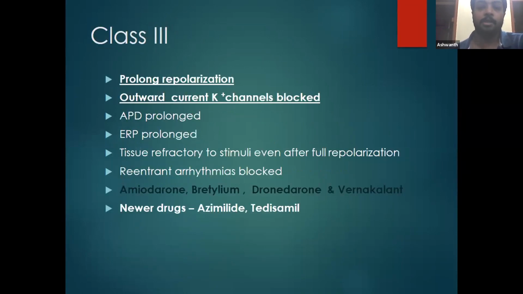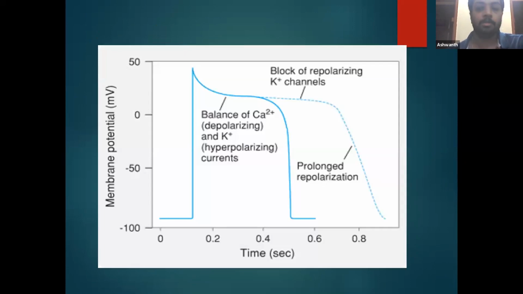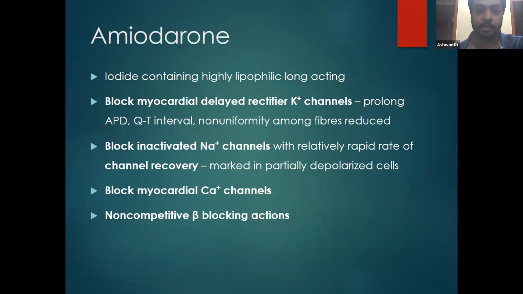The class 3 drugs, the potassium channel blockers, cause prolonged repolarization. The outward current potassium channels are blocked, and the action potential duration is prolonged. The effective refractory period is prolonged, and the tissue is refractory to stimuli even after full repolarization. Re-entry arrhythmias are blocked. The drugs are amiodarone, bretylium, dronedarone, and vernakalant. The new drugs are like azimilide and tedisamil. They block potassium channels and prolong repolarization.